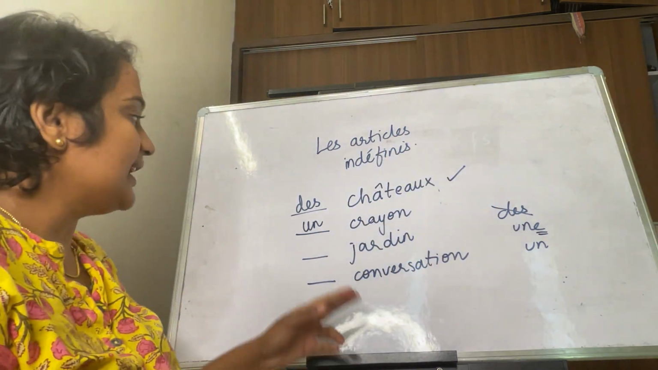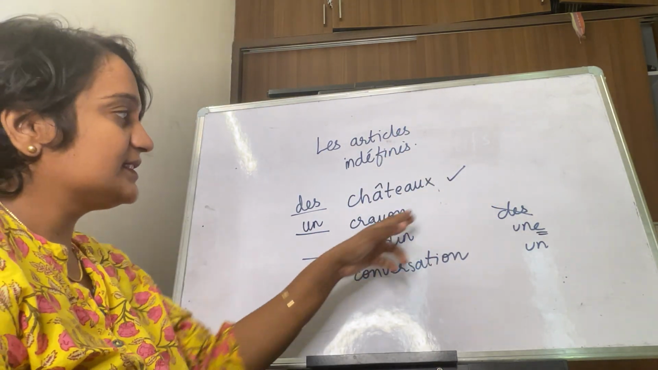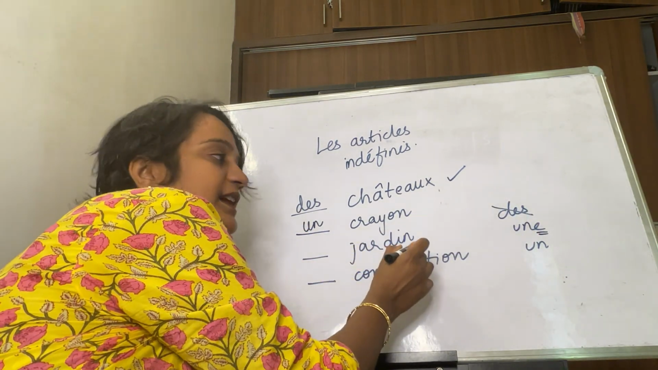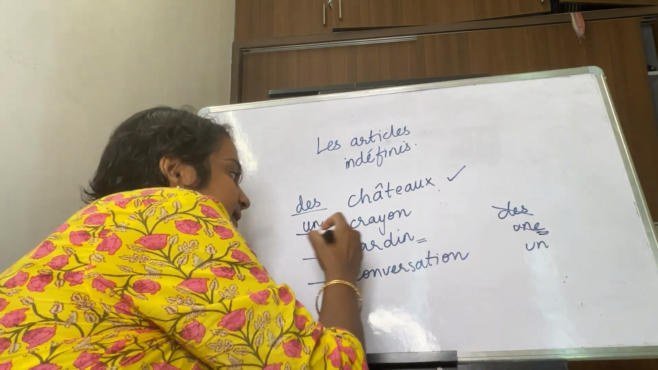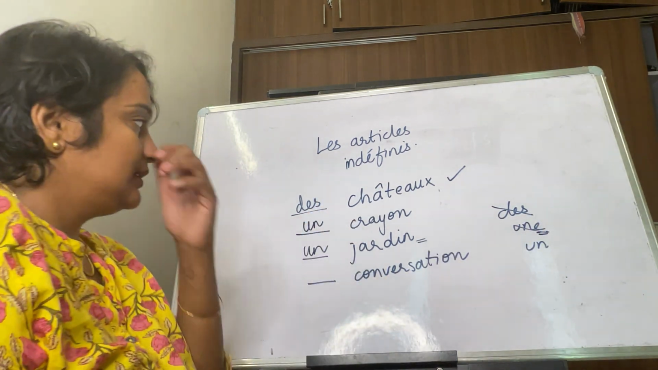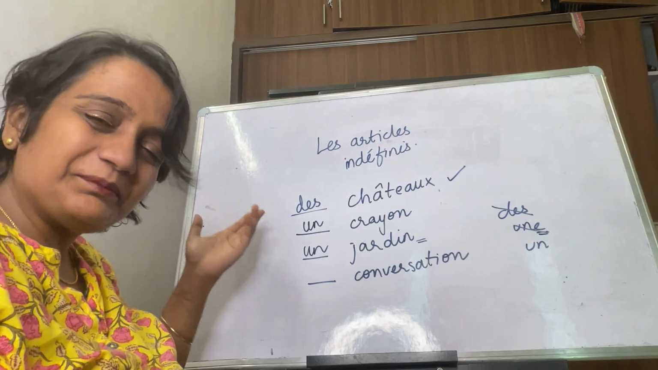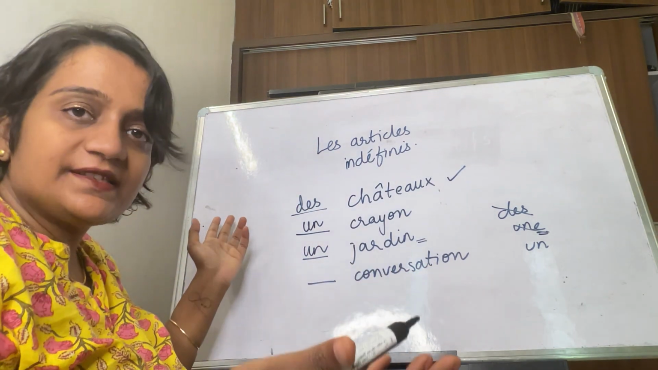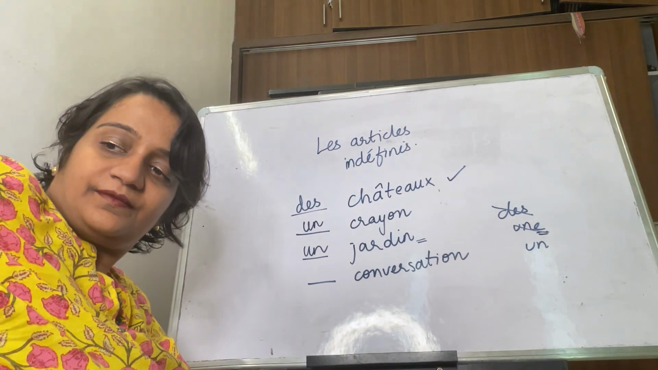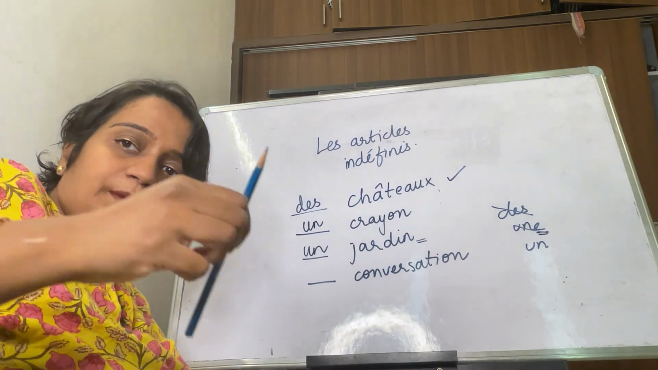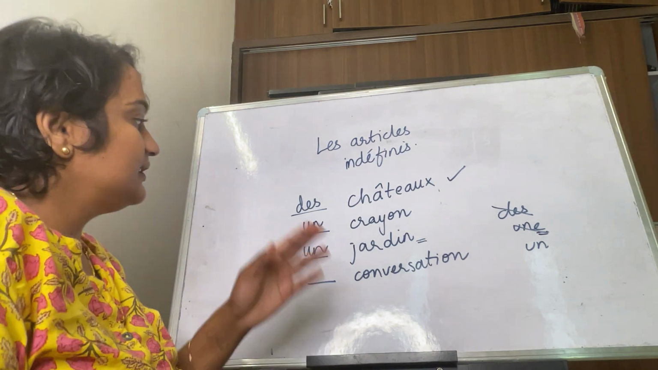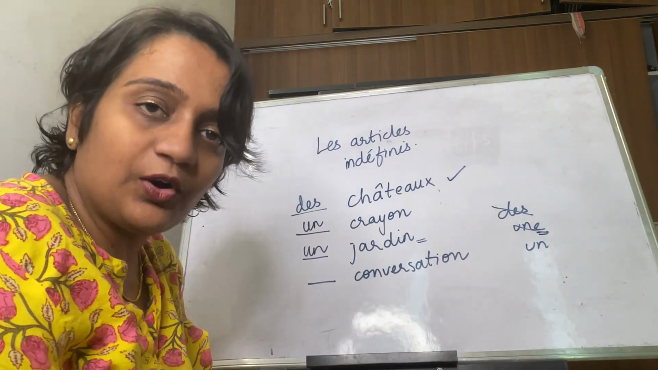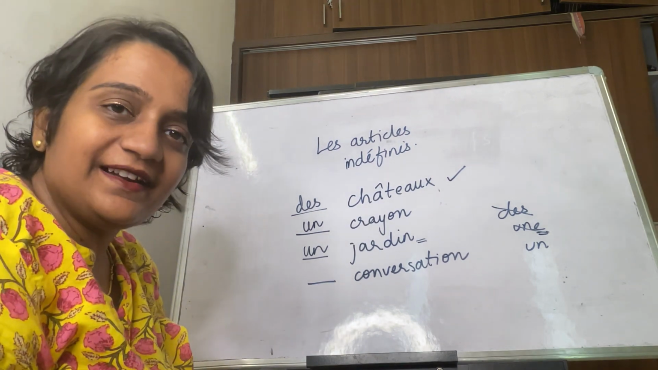Okay. All right. Let's do this one. Jardin. Does it end with S or X? No. Does it end with E, T-I-O-N, A-I-S-O-N? No. So again, I'm back to un jardin. Not the castles, some castles. Okay. Article indéfini. Some castles, a pencil. Ta-da. A pencil. Okay. And a garden, just a garden, not like the garden that's opposite my house, but just a garden, any garden, okay?